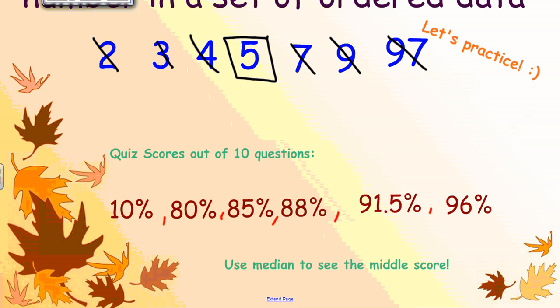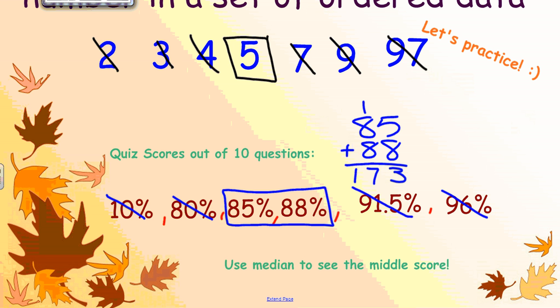Great. Now we'll start by crossing out the smallest and the largest, and the next largest and the next smallest. And oh my goodness, what do we do if we have two numbers in the middle? Does anyone know? That's right. You're going to find the average or the mean of these two. So you're going to add them together and then divide by 2. Go ahead and try that.